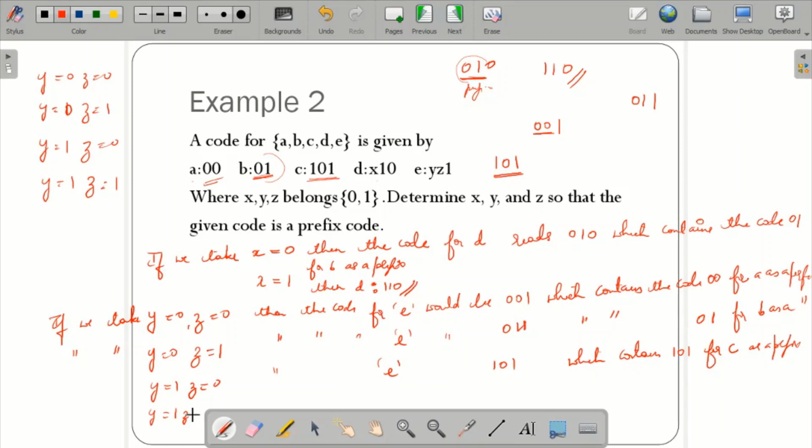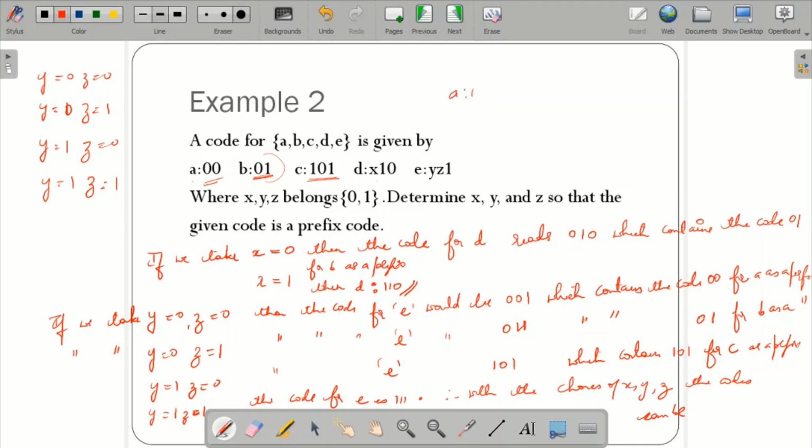Therefore, with the choices of X, Y, Z, the codes can be: A is 00 itself, B is 01, C is 101, D is 110, and E is 111. So this is the result. In this concept you will understand the concept of prefix code.